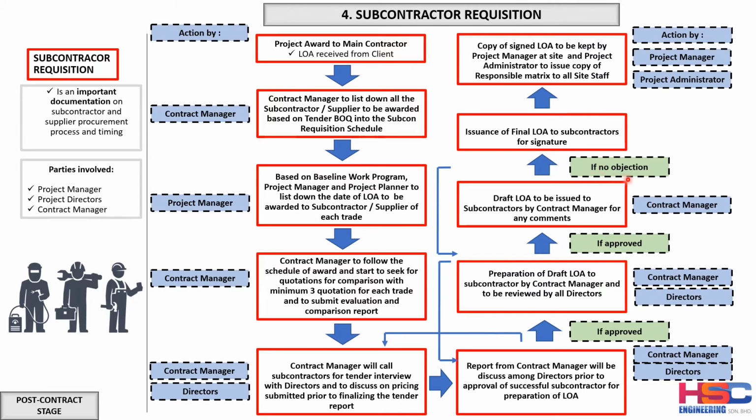If the contractor has no objection to the pricing and the terms and conditions of the LOA, then the final LOA is issued to the subcontractor for signature, and the subcontractor will sign the final LOA. A copy of the signed LOA is to be kept by the project manager at site, and the project administrator issues a copy of the responsibility matrix to all site staff. So the project manager will receive one copy, and the project admin or the document controller at site will issue part of the subcon LOA, which is the responsibility matrix, to all site staff.